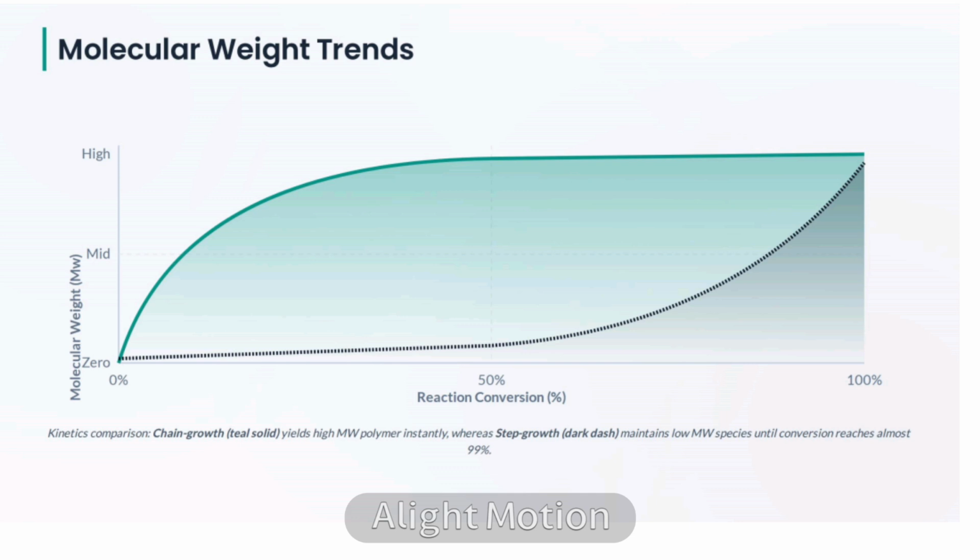For material scientists, understanding this graph is crucial. If a step growth reaction is stopped even slightly too early, the resulting material will be brittle and useless because the chains aren't long enough yet.